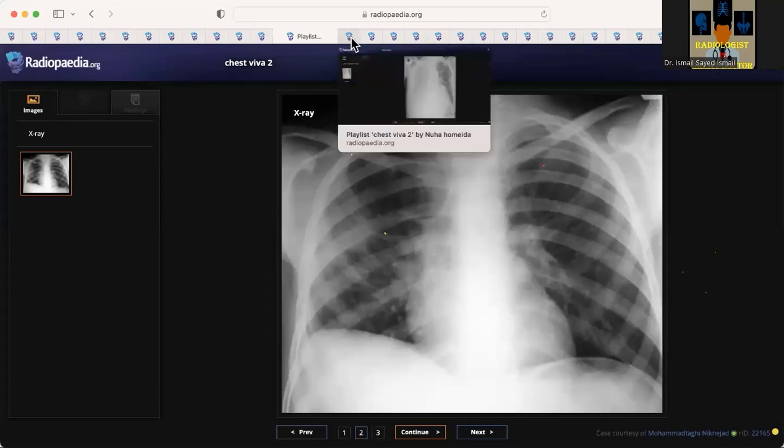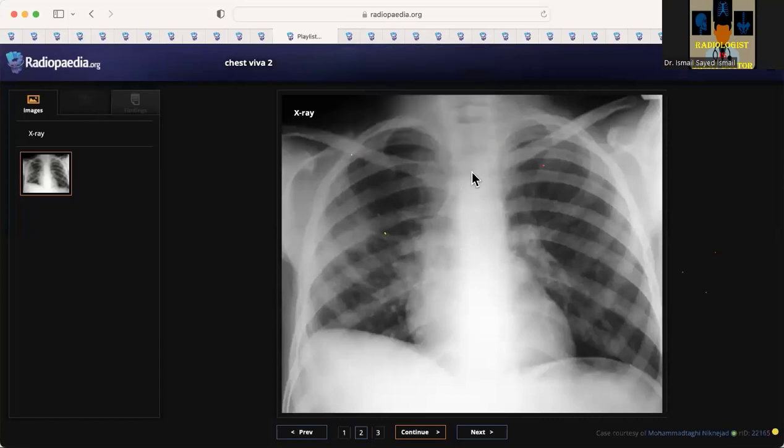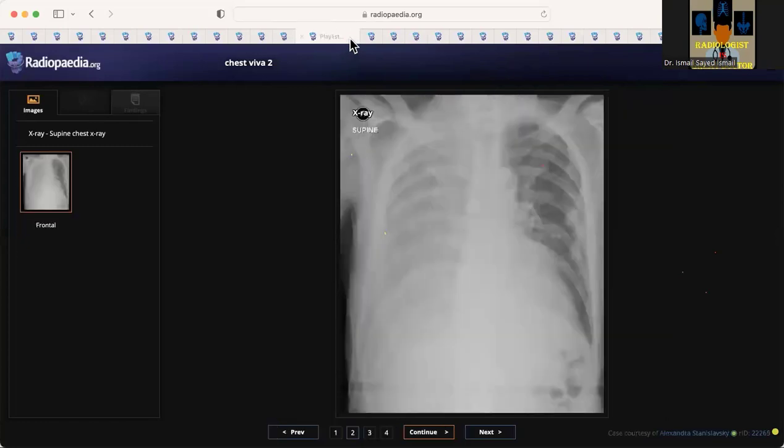Dr. Nuha, can I ask, why do the ribs look like this? At first look, I thought that there were multiple sclerotic lesions. I think it's just, you know what, it's rotated. The film is a bit rotated, and just the quality of the film, it's a bit underexposed. Okay, thank you.